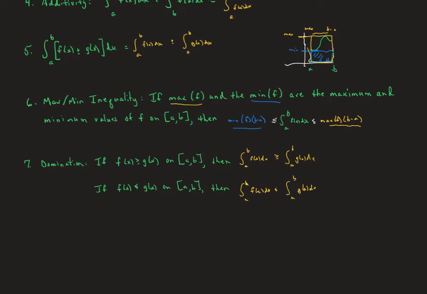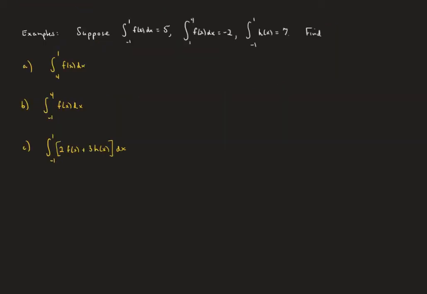Okay, let's go to the next panel here. So let's do an example here. Suppose we know that the integral from -1 to 1 of f is 5, the integral from 1 to 4 of f is -2, and the integral from -1 to 1 of h is 7. So if we switch the order on those limits, since we know the integral from 1 to 4 is -2, from what we said before, switching the limits is going to change the sign, so that's going to be +2.